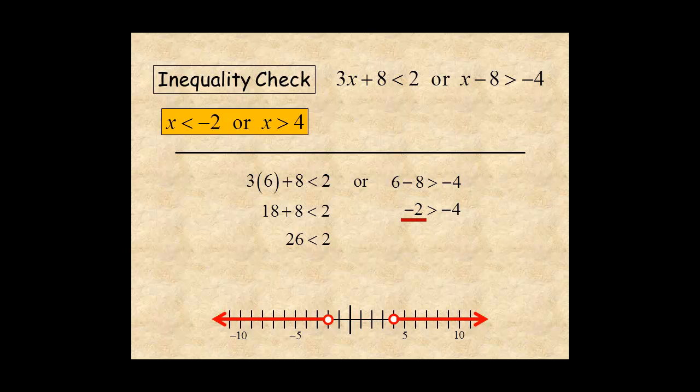Notice the left-hand statement is false, while the right-hand statement is true. Because of the word or, if one of the statements is true, the entire statement is true, and the solution checks.